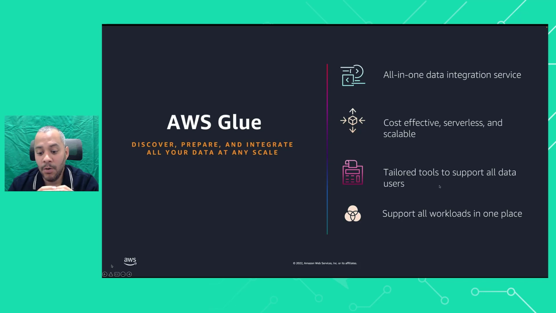Okay. Another thing is that you are going to have all the workloads in a single place. If you remember, as I mentioned before, we have real-time or batch jobs or batch workloads. So both of them can be covered by AWS Glue, and everything is going to be in a single UI.